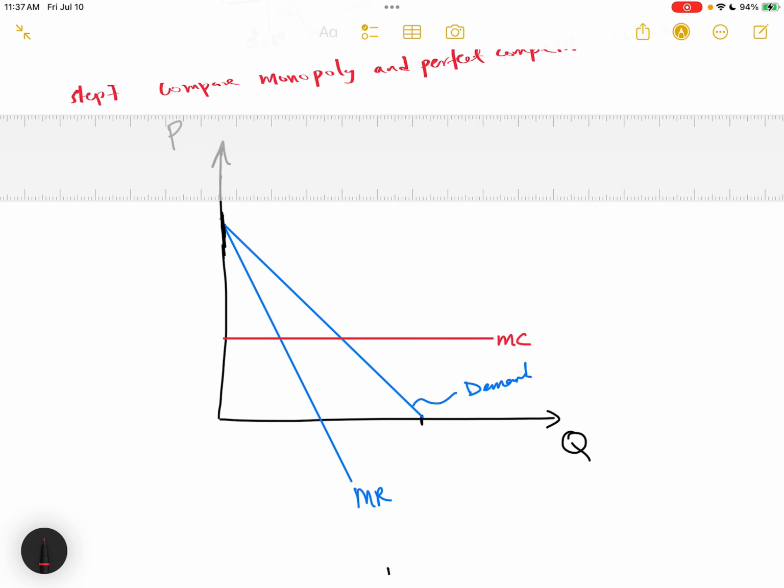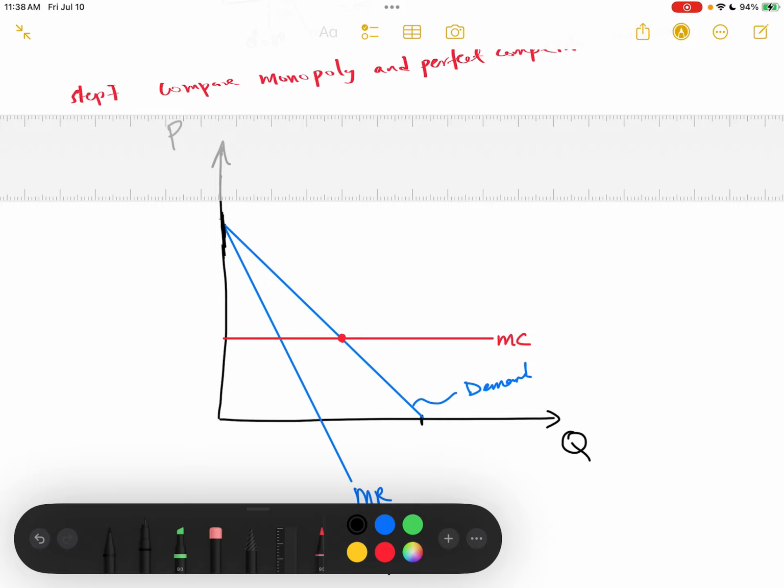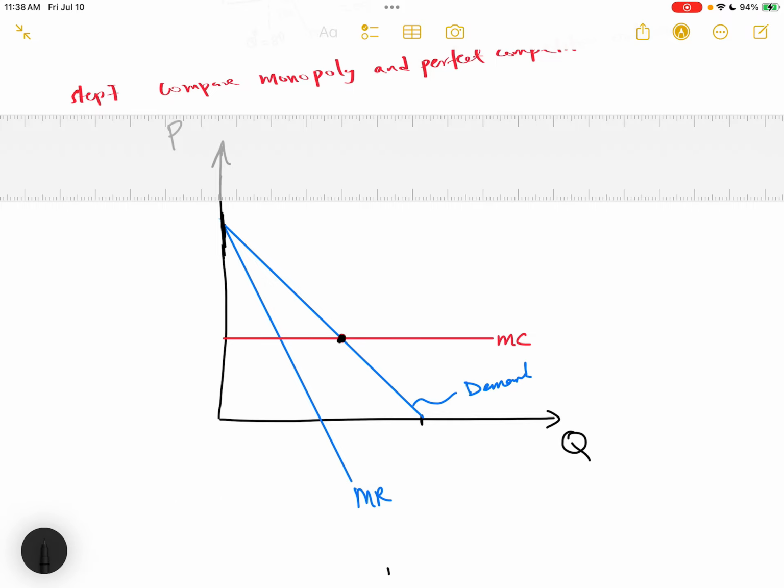Now, I want you to think back to perfect competition. In perfect competition, we said that price is determined in the market where the supply curve or the marginal cost curve intersects the demand curve, right? That's right here. So I've just shaded that point where the marginal cost curve crosses the demand curve. I've noted that intersection with a big black dot.